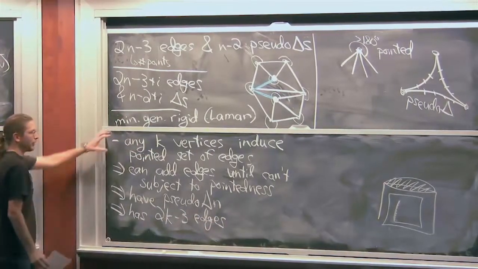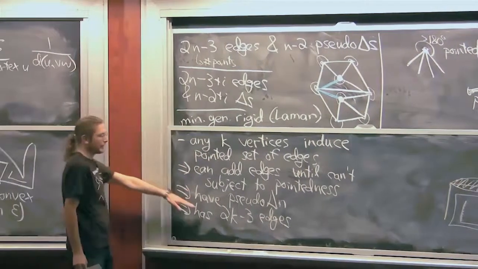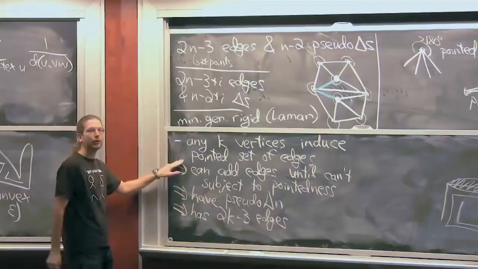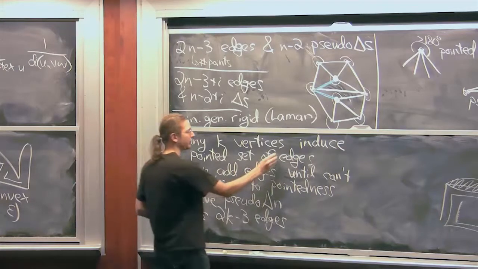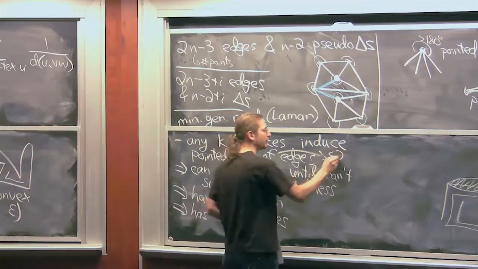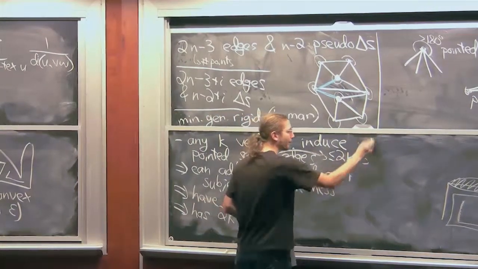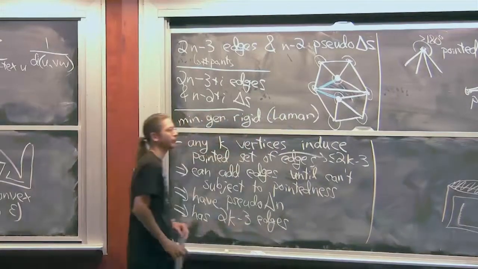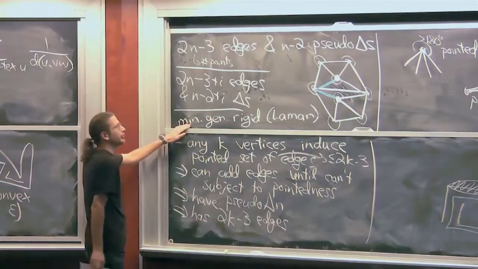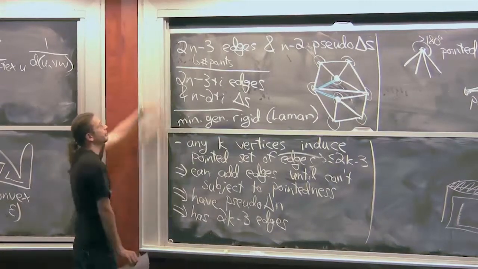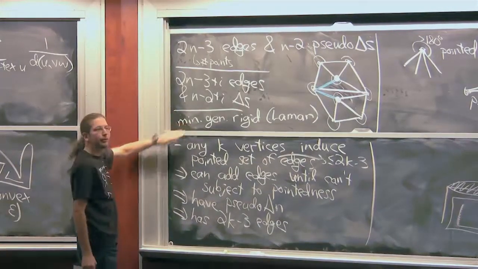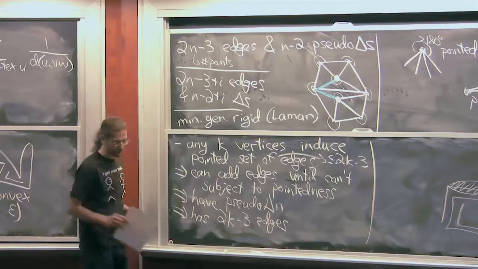So I started with some pointed set of edges. I added stuff. I ended up with 2k minus 3. That means I started with at most 2k minus 3 edges. And so that's how you prove the Demaine condition. It's kind of trivial because pointedness is an inherited property. So if you believe in 2n minus 3, then you believe minimally generically rigid. Cool.